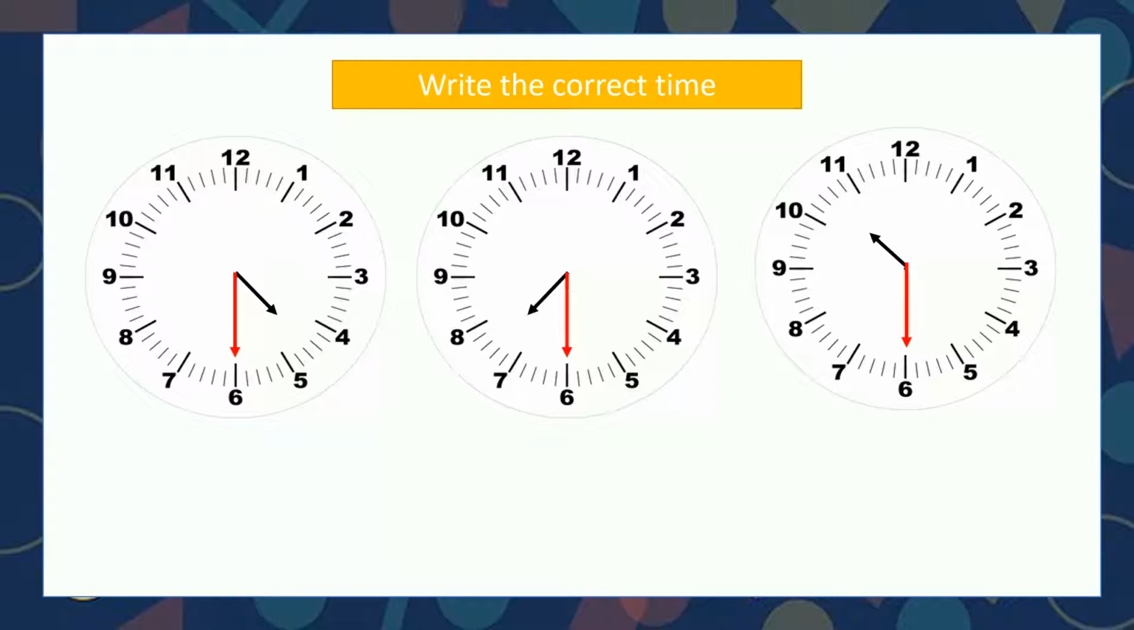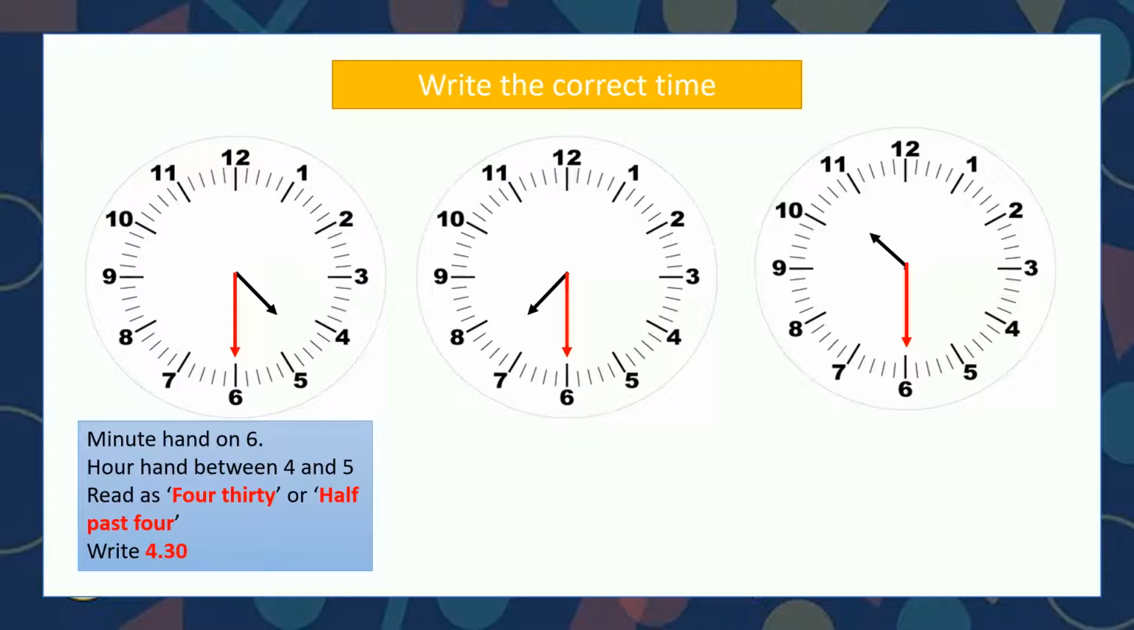Write the correct time. For the clock shown here, write the correct time and we will check the answers. The first clock shows the time 4:30. The hour hand is between 4 and 5. The minute hand is on 6. So the time is 4:30 or half past 4.